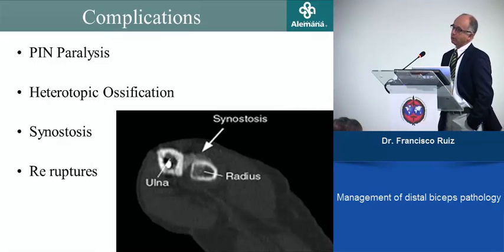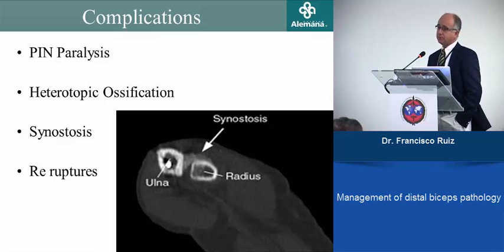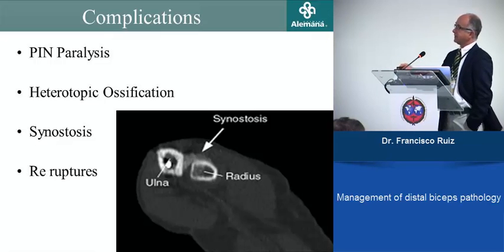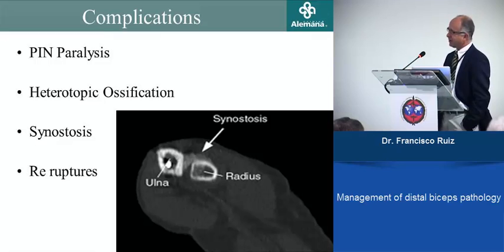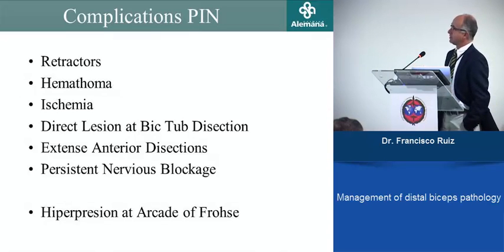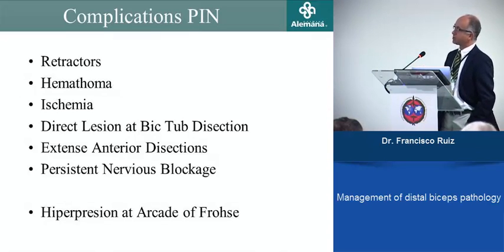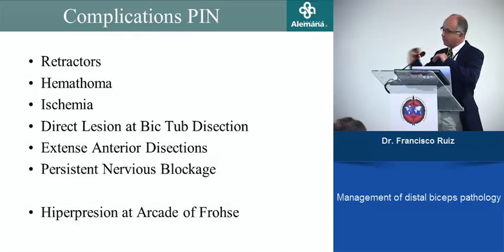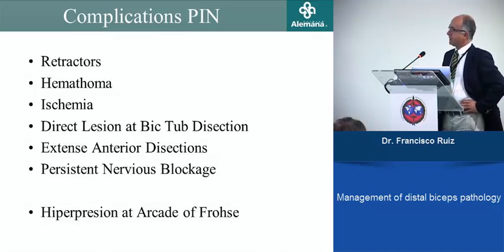About complications, I always tell my patients that the complications are not very frequent, but when they happen, they are not very nice. We have to talk about the posterior interosseous nerve paralysis, the heterotopic ossifications, the synostosis, which are very infrequent but sometimes happen, and the re-ruptures. Maybe one of the explanations for the posterior interosseous nerve complications is retractors, especially when you're using the single incision. You have to take care when you put your Hohmann retractors. The hematoma may be another explanation regarding the interosseous nerve paralysis.